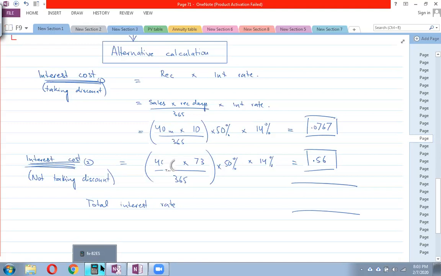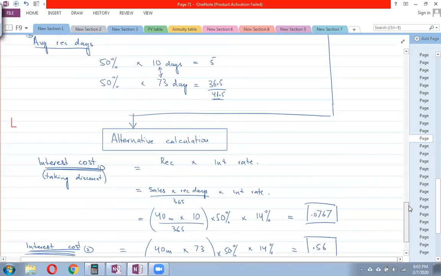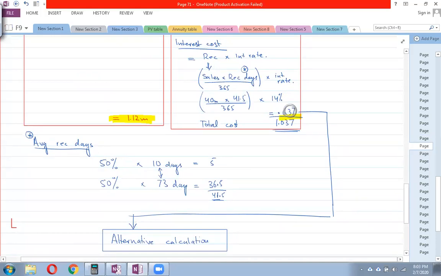0.636. If you round it, I think it will give you 0.637. Now, can you see that? That's exactly the same figure. 0.637 was the interest cost. What did you do before?